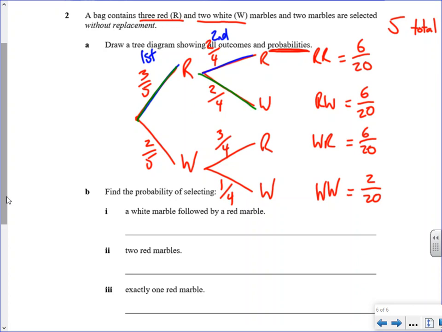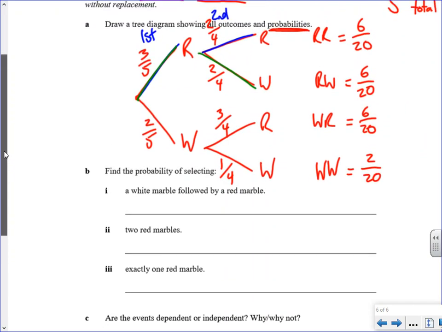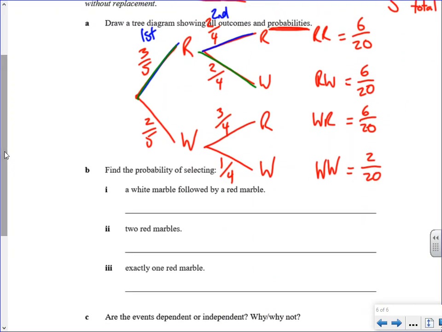So now we want to find the probability of selecting the following. A white marble followed by a red marble. So this is just WR, which we already know is 6 over 20. That's what we wrote over there a second ago. 2 red marbles, well that's just RR. So that's RR, which is 6 over 20.